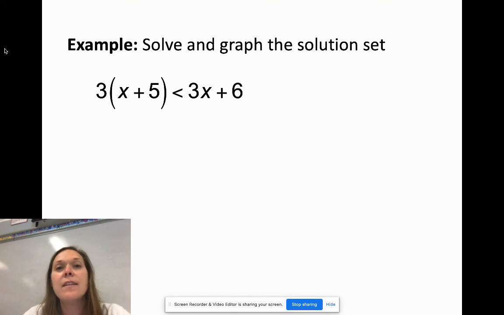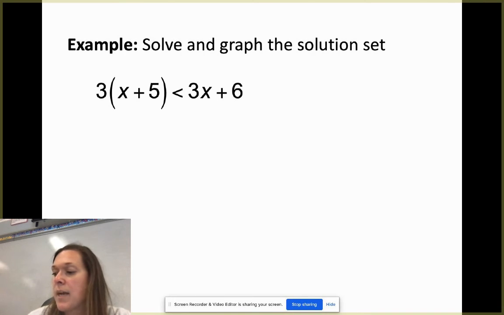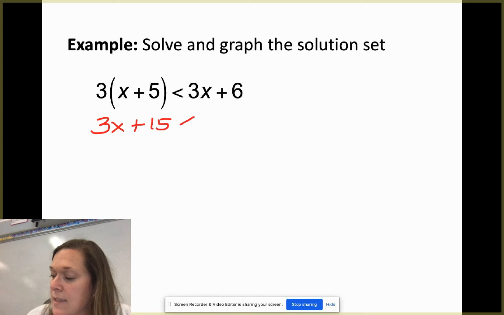All right, so now let's get into our special cases. So those all real numbers and those contradictions, the no solutions. So let's see what happens when that happens. So here we have 3 times the quantity x plus 5 is less than 3x plus 6. Distributing gets us 3x plus 15 is less than 3x plus 6.